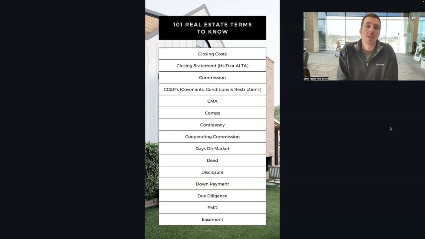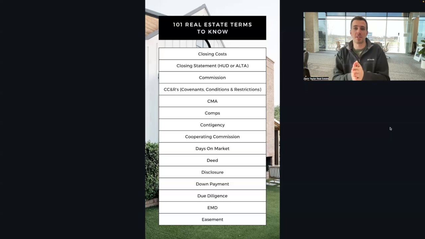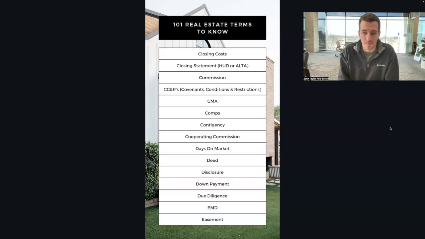Days on the market. So as soon as a property is listed online, that starts a clock that it's on the market. So you can have 20 days on the market. That means it's been on the market for 20 days. Deed, this is what shows who owns the property.